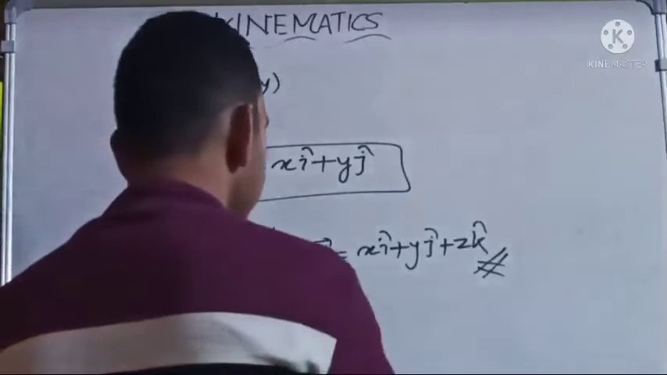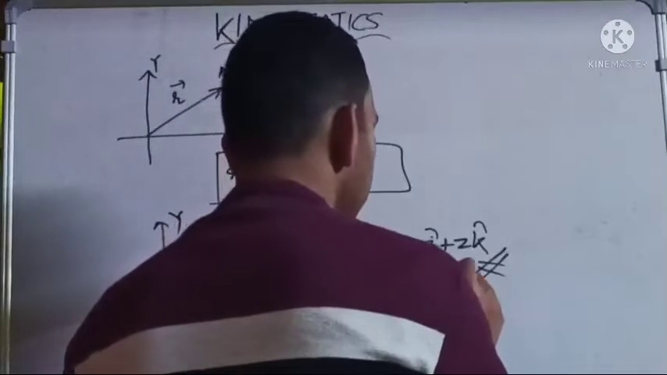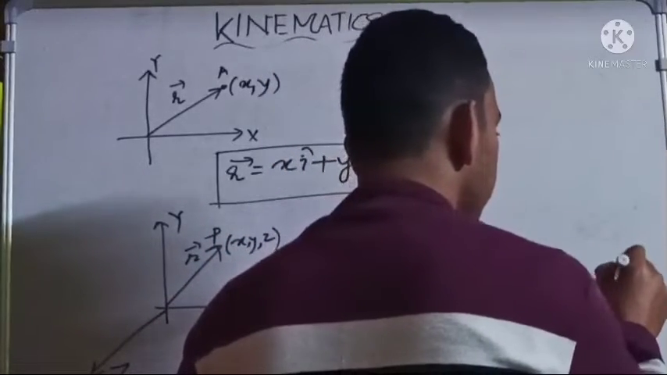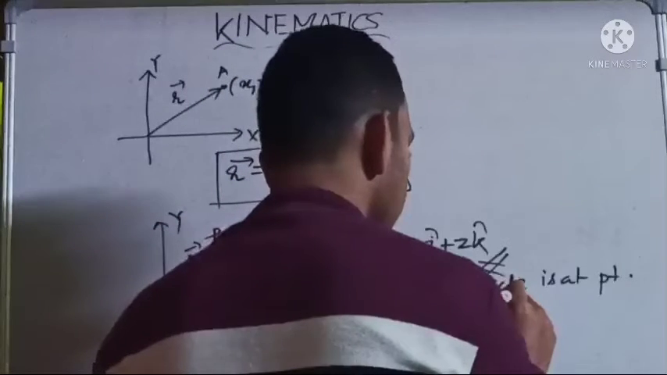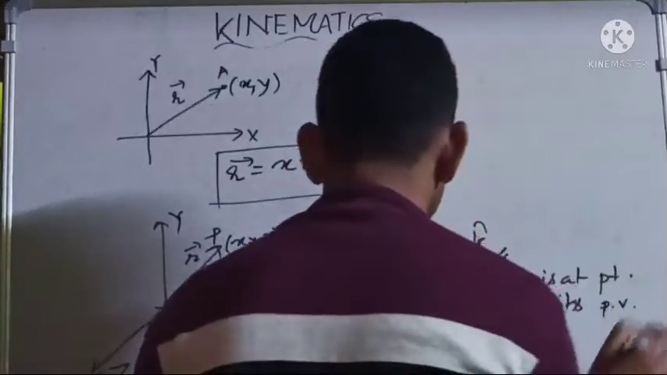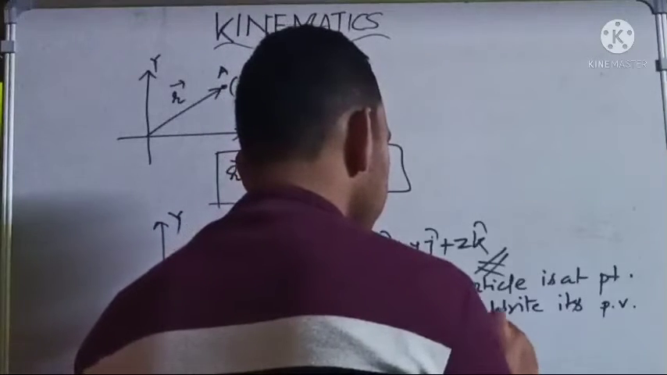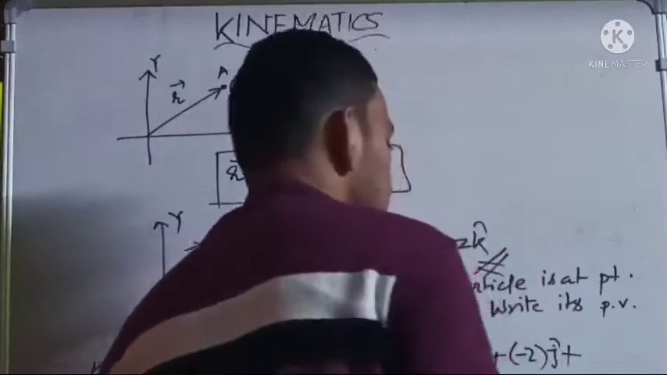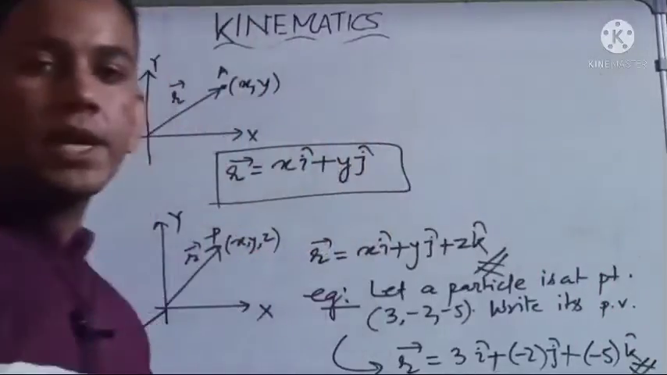Let's consider an example. Let a particle be at point 3, minus 2, minus 5. Write its position vector. Then we can simply write its position vector r vector as 3 times i cap plus minus 2 times j cap plus minus 5 times k cap. In this simple way, we can handle the situation.